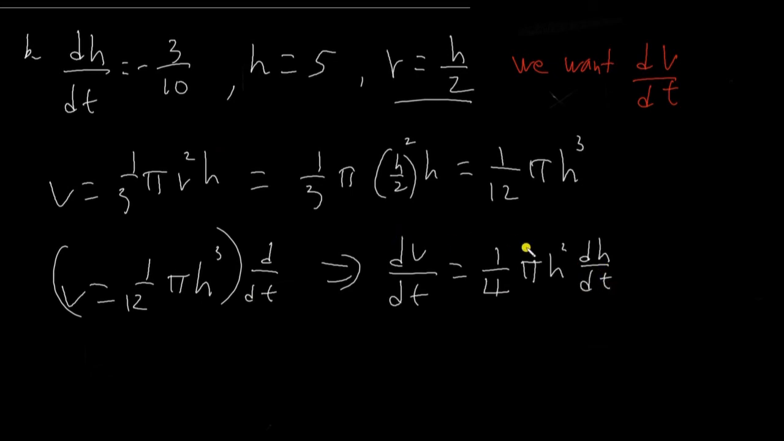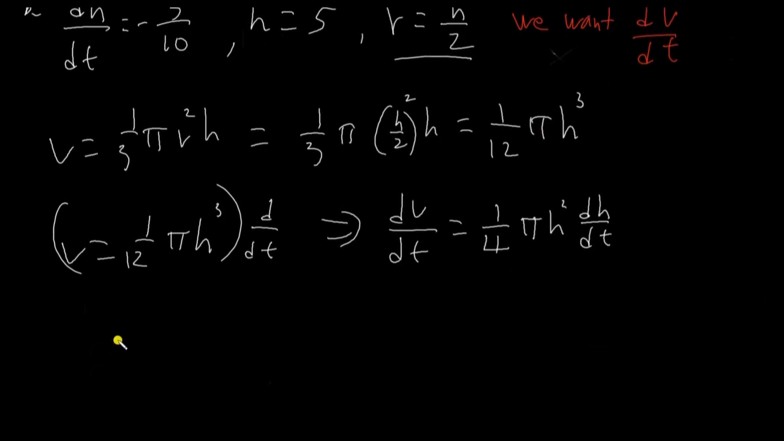Since this isn't a t. Now that I have that, I know my h is 5. I know my dh/dt, it's -3/10, and that's why we wanted dh/dt, not dr/dt, because we didn't have a value for dr/dt. I'm not sure if it's the same or not, but since we're explicitly given dh/dt, it seemed like the most straightforward way to do it.